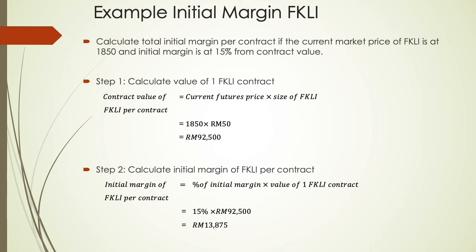So second step, you need to calculate initial margin of FKLI per contract. So initial margin of FKLI per contract is equal to percentage of initial margin times value of one FKLI contract. So percentage of initial margin 15% times value of one FKLI contract 92,500. So initial margin of FKLI per contract is 13,875 ringgit.